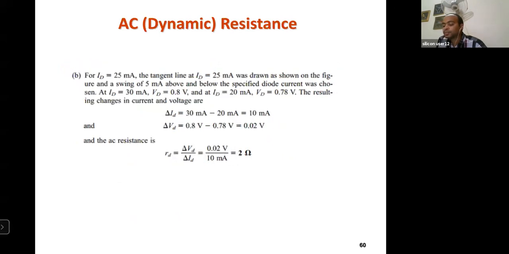Now for the second question, at ID equal to 25 milliampere.